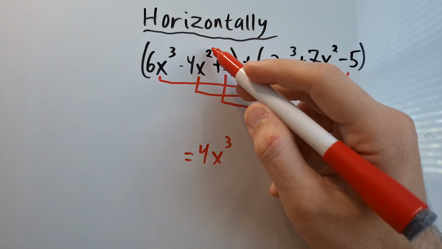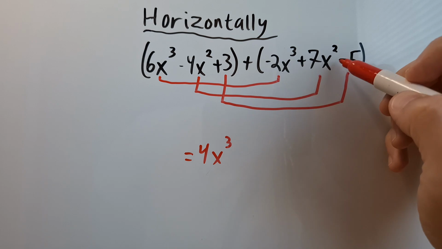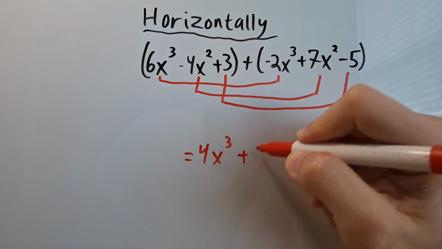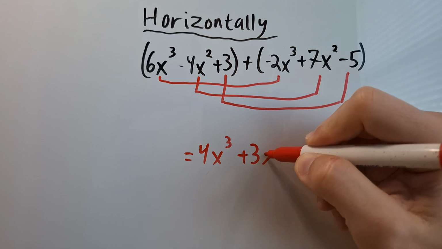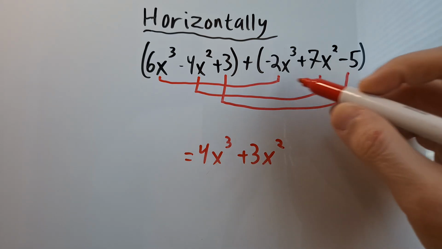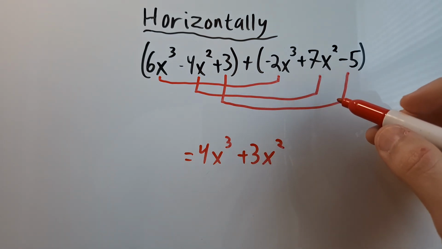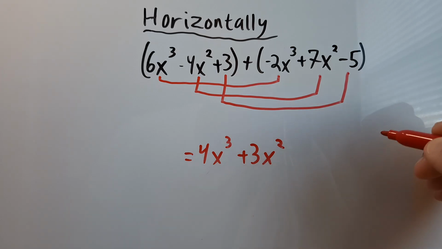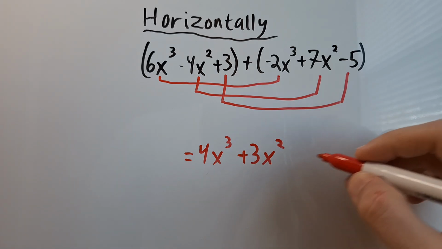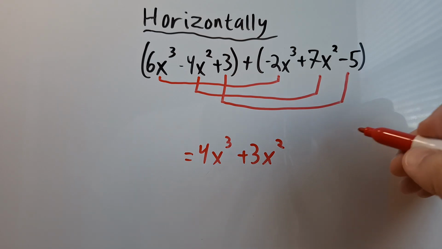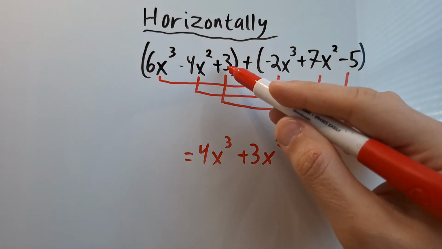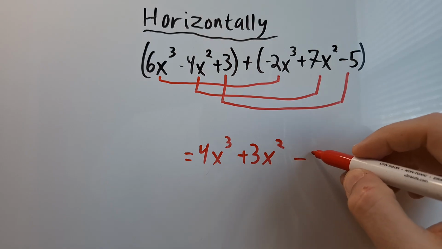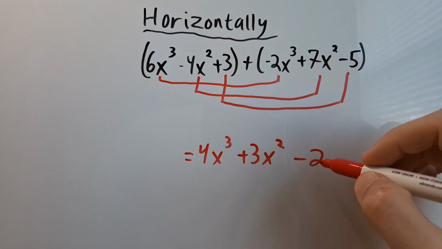Negative 4x squared plus 7x squared, so negative 4 plus 7. I don't have a power of x, so if you'd like, you can put plus 0x as a placeholder if you want to account for all powers of x. It's not necessary. 3 plus negative 5 is the same thing as 3 minus 5, or negative 2.